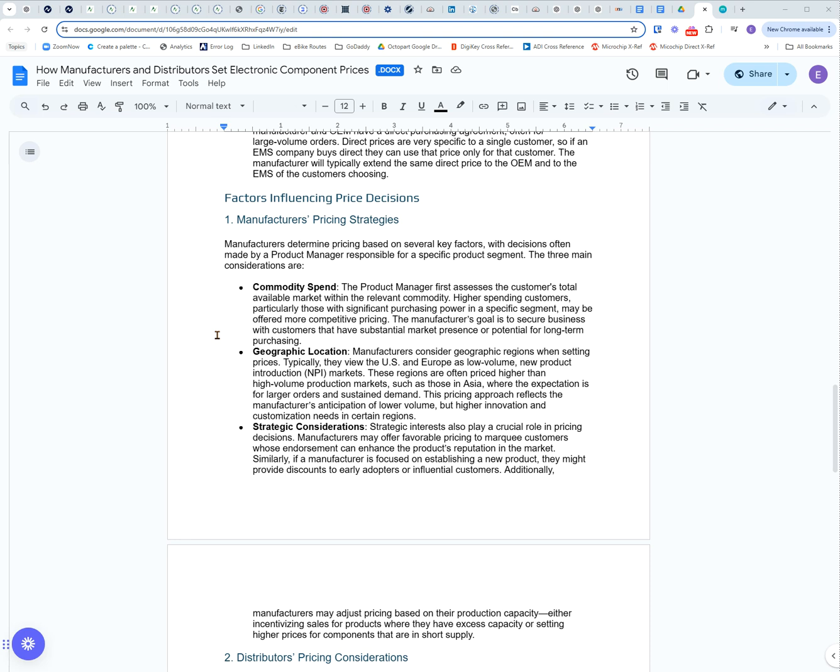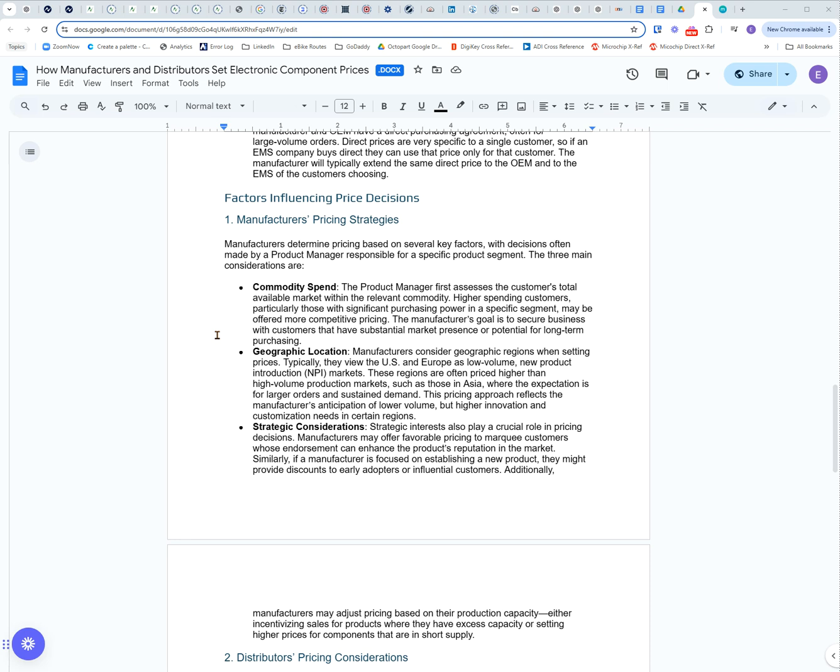And his goal, obviously, is to capture market share for his commodity. Now, this guy is also going to have an interest in customers that have strategic value. So if you're somebody who's a marquee name or in a particular niche, and you select their product, they're really going to like that, because they'll get to use that in marketing to other customers.